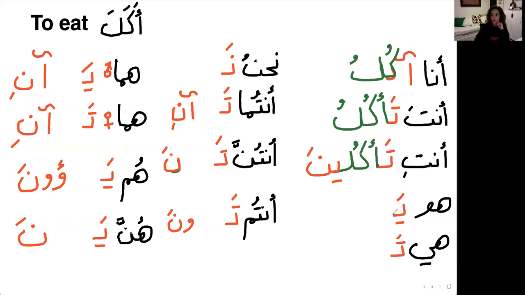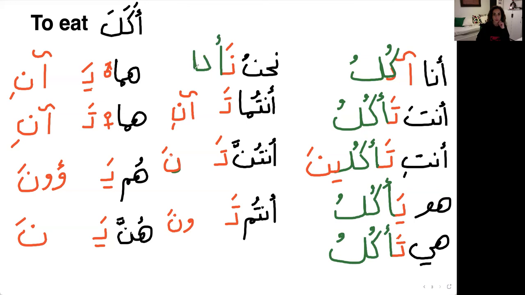هو يأكل. Nothing special here. Hamza, kaf, lam. So, dhamma on the kaf, dhamma on the lam. هو يأكل. She eats. Here, again, nothing special. تأكل. She eats. هي تأكل. نحن نأكل. Nothing special here either. نأكل. Because there's no suffix.